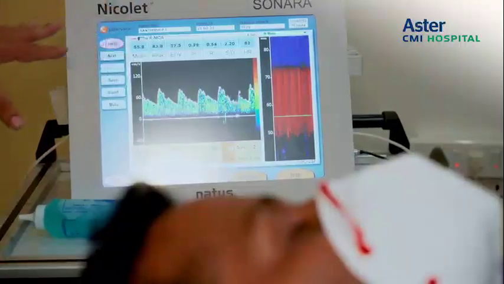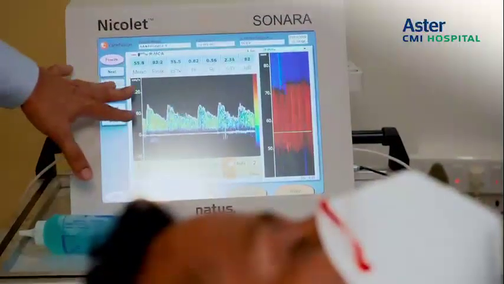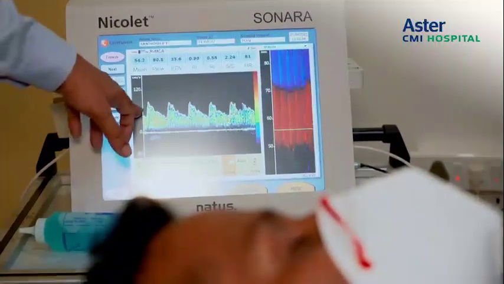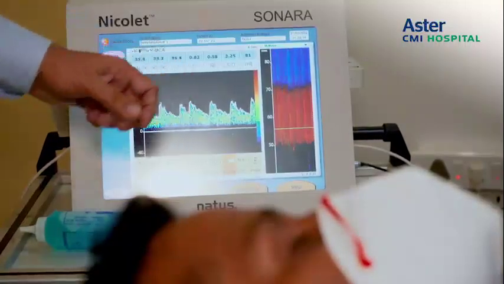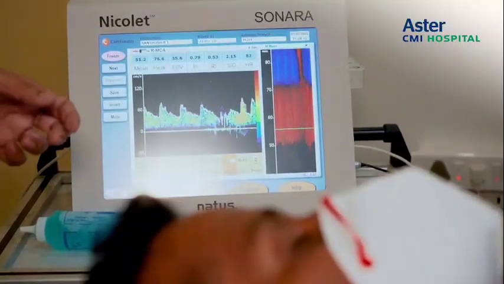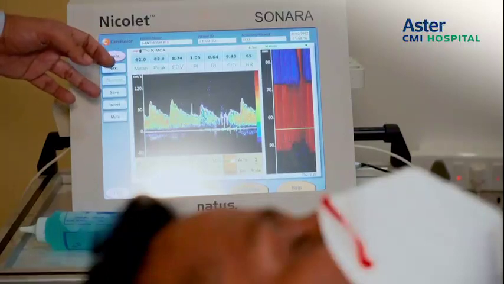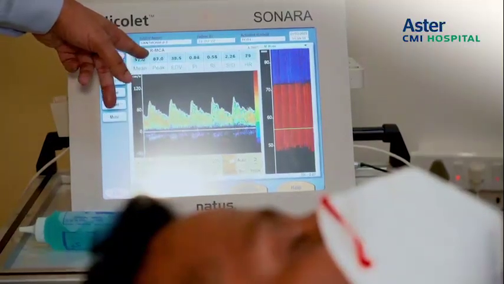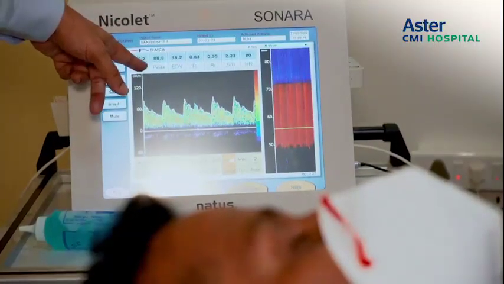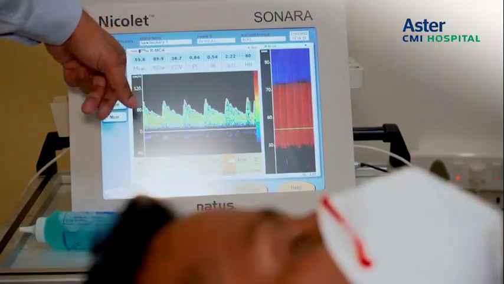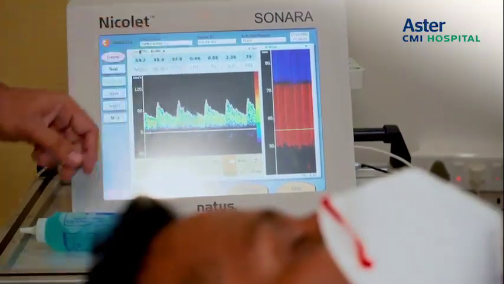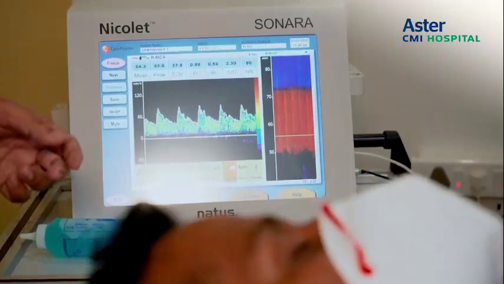On the screen, you see that we can get a nice waveform. This waveform is of the middle cerebral artery, and the parameters, as I mentioned, are the mean flow velocity, 87 is the peak systolic, 38 is the end diastolic velocity, and PI is the pulsatility index.